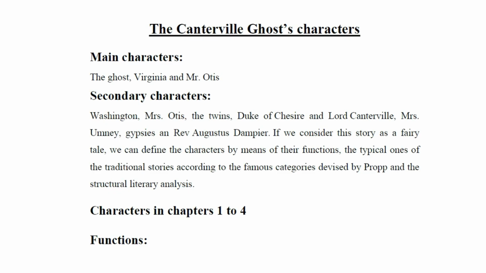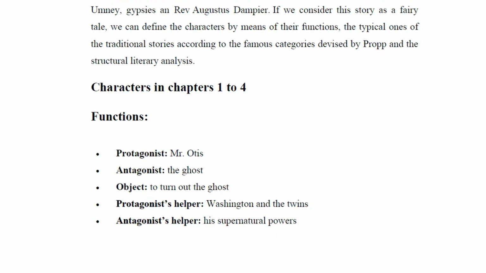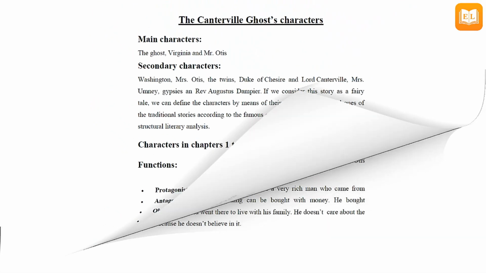If we consider this story as a fairy tale, we can define the characters by means of their functions, the typical ones of the traditional stories according to the famous categories devised by Propp and the structural literary analysis. Object: to turn out the ghost. Protagonist's helper: Washington and the twins. Antagonist's helper: his supernatural powers.